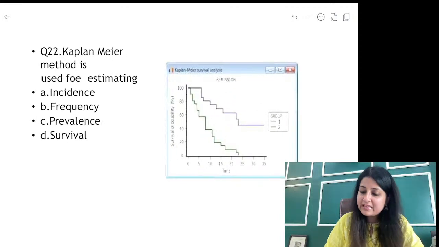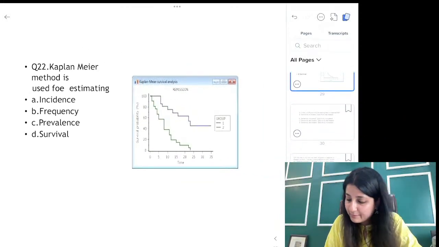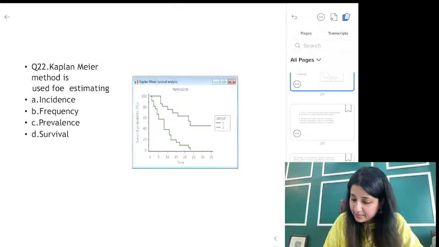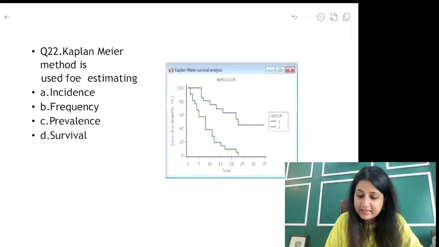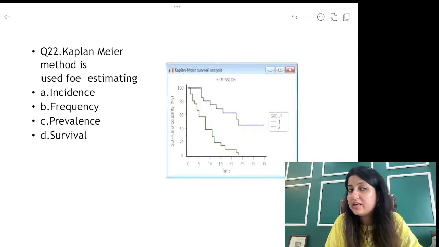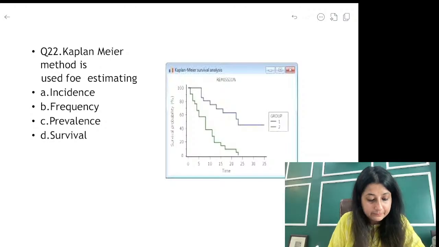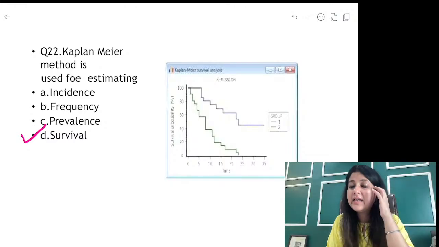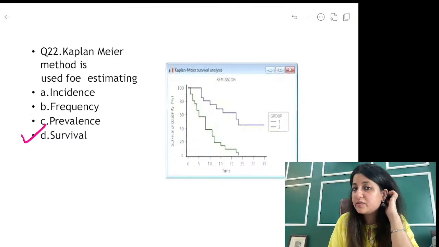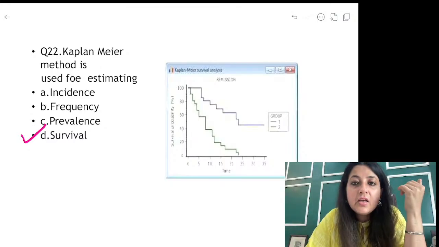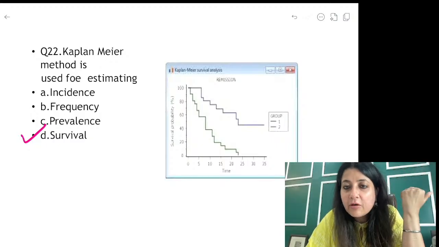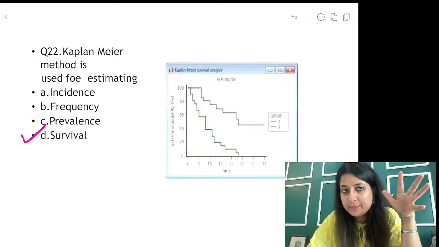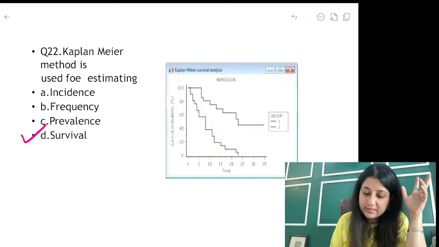What is the name of this image? Kaplan-Meier. Now what does Kaplan-Meier tell us, guys? If anyone in the class can quickly tell me. Kaplan-Meier is the one which tells you about survival. You could get a question: Kaplan-Meier is for incidence, prevalence. It's like people who undergo a screening test, how many more years they are living. Okay? So Kaplan-Meier is for survival.